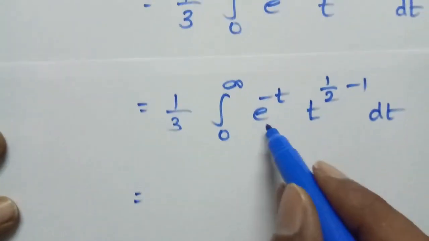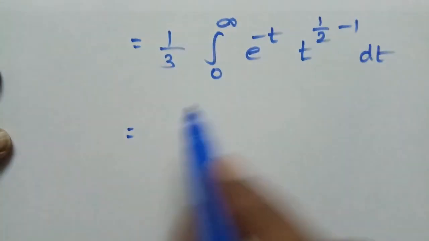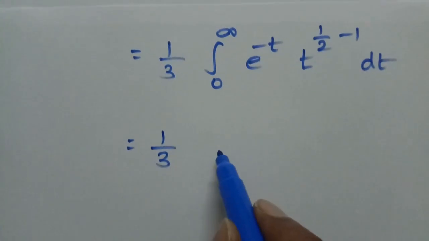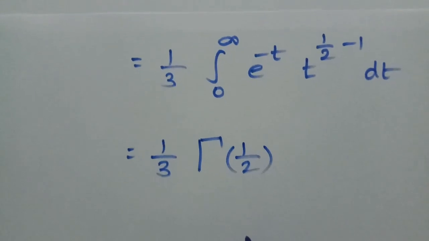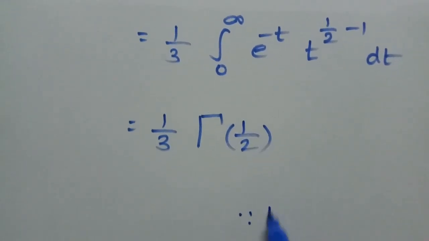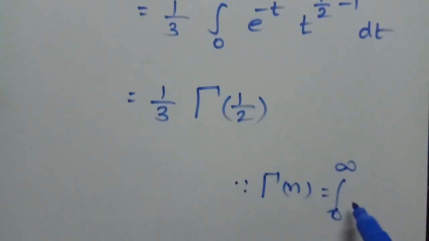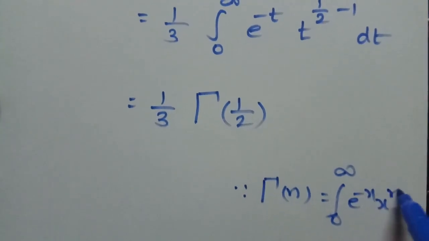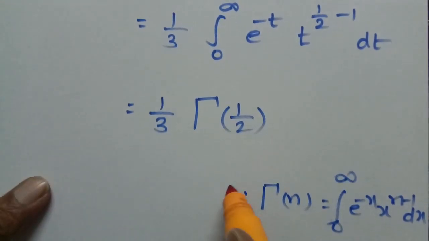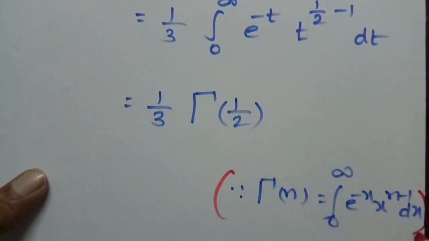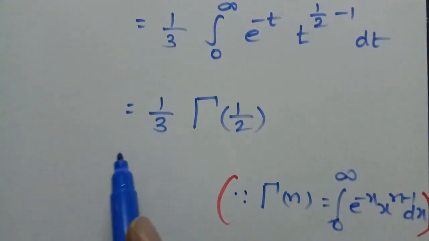So therefore this is of the form e to the power of minus ax, x to the power of n minus 1, where n is 1 by 2. Therefore this is 1 by 3 into gamma 1 by 2. Since gamma n is equal to the formula integral 0 to infinity e power minus x into x power n minus 1 dx. This is the basic formula. Instead of x there is t only. So therefore in the place of n there is 1 by 2.